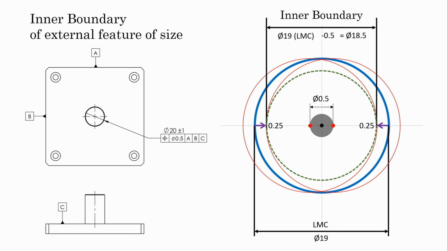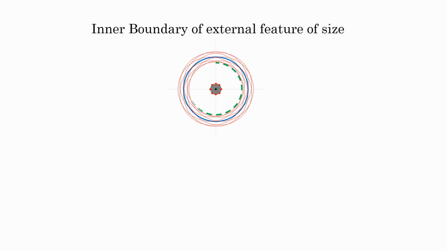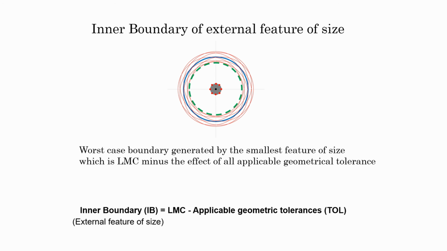If additional tolerance like a straightness tolerance is applied, let's say 0.5 mm, then the inner boundary will be reduced further by 0.5 mm, resulting in 18 mm. So we can say the inner boundary of an external feature of size is a worst case boundary generated by the smallest feature of size, LMC, minus effects of applicable geometrical tolerance. Formula: inner boundary IB of an external feature of size equals LMC minus applicable geometrical tolerance.